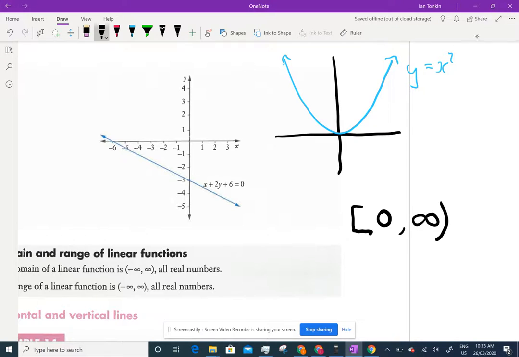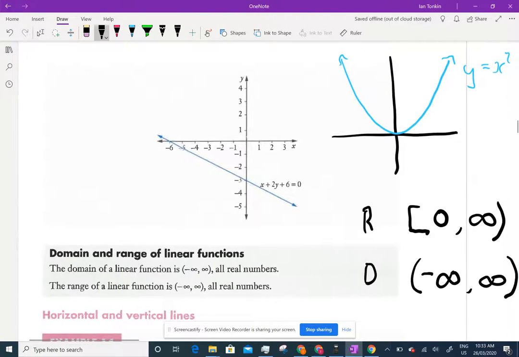The domain, so that's a range, and we'll just use an R, the domain of that function, y equals x squared, well, it can go anywhere on the real number system, which is from negative infinity to infinity. And that's all real numbers. All real numbers. Most linear functions are all real numbers, unless they're a horizontal or vertical line.